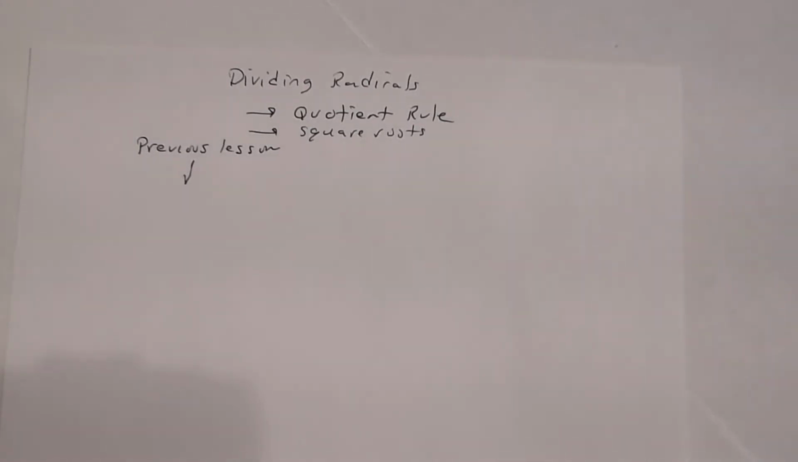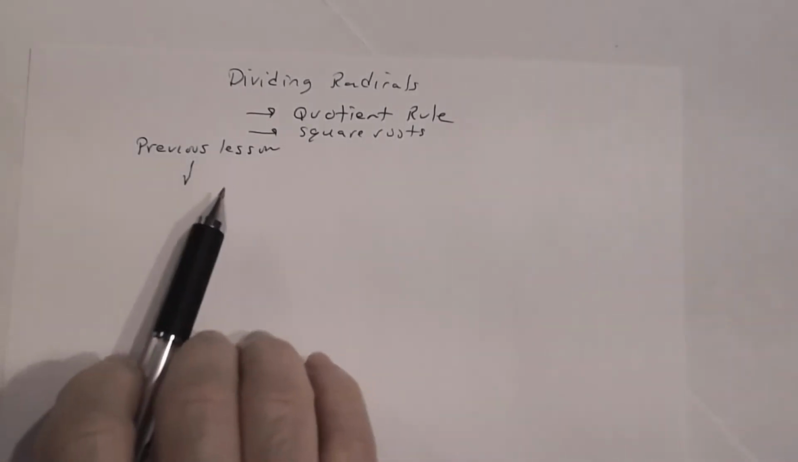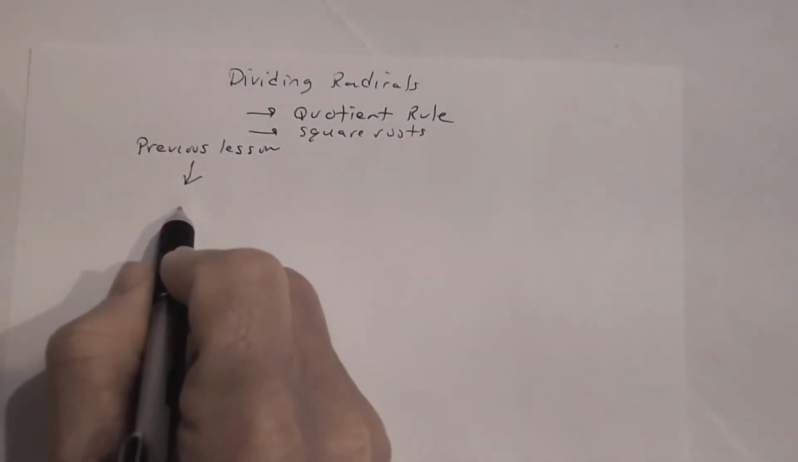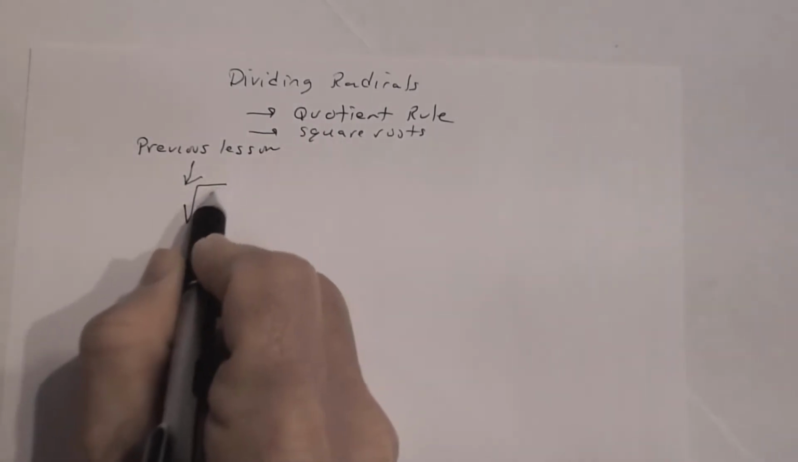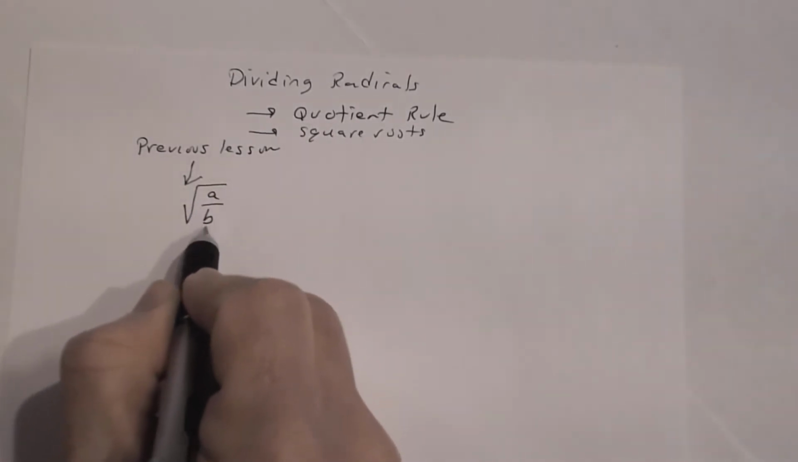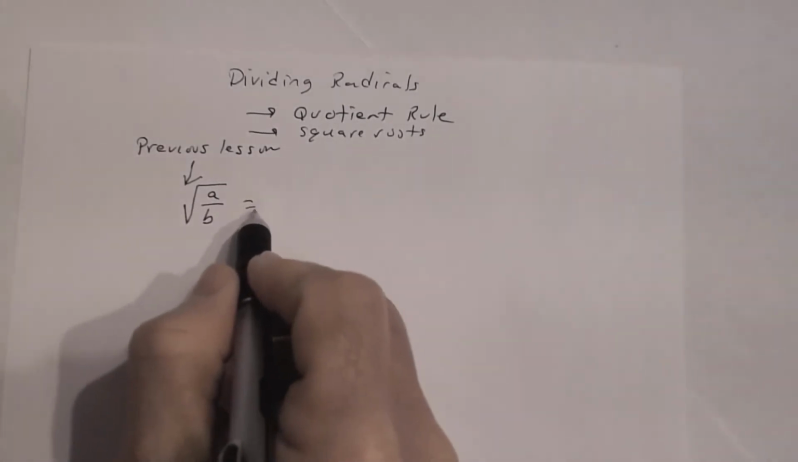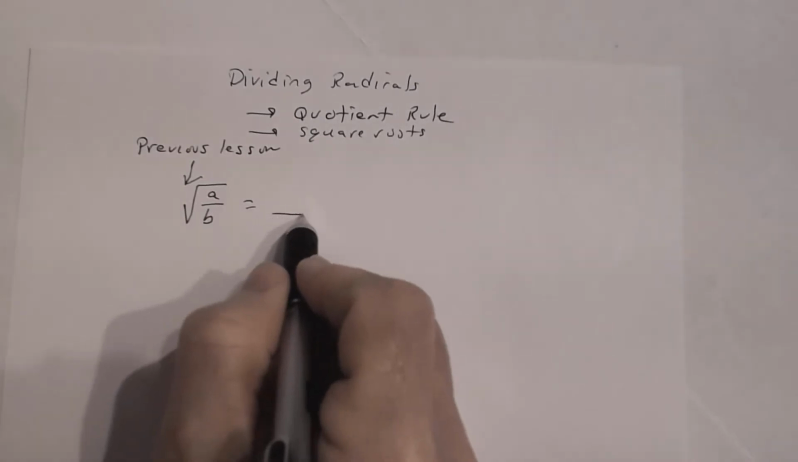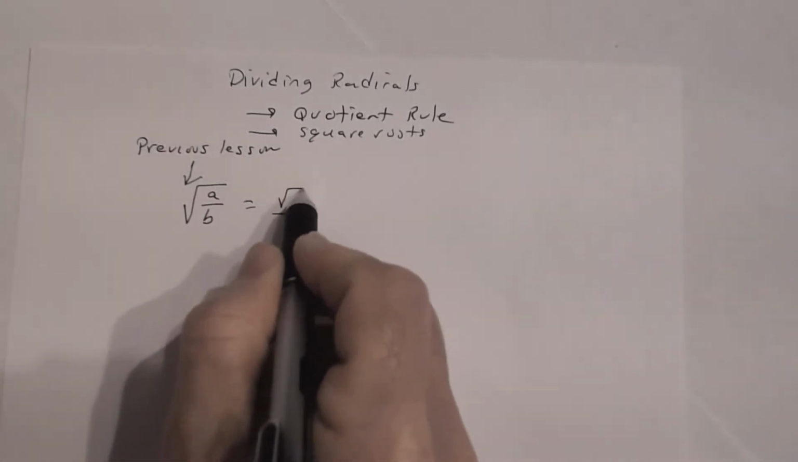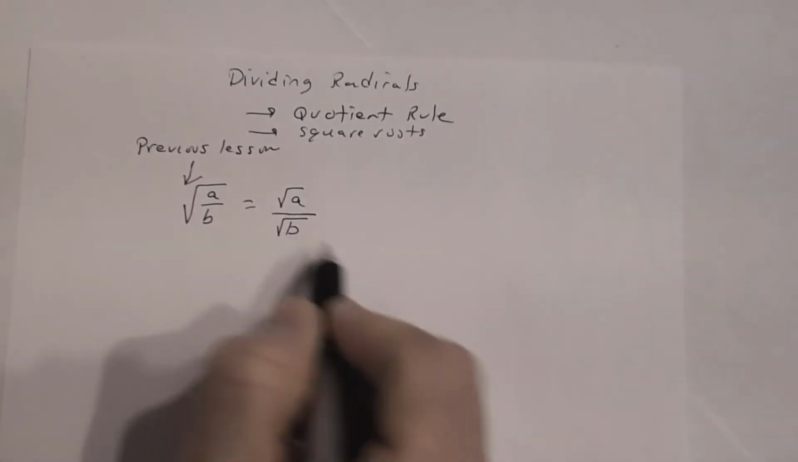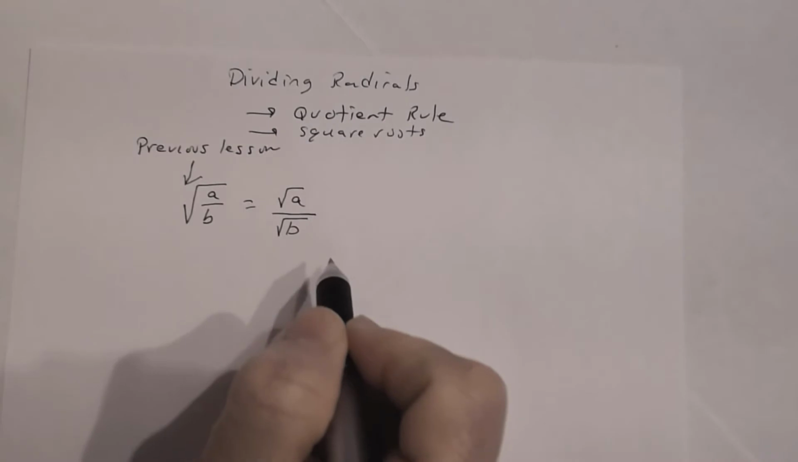In this lesson, we're going to be dividing radicals using the quotient rule, and our focus will be on square roots. Remember in previous lessons when we used the quotient rule, we had the square root of a divided by b. Whenever you're taking the square root of a quotient, we wrote it as the square root of the numerator divided by the square root of the denominator. That's how we used it in previous lessons.